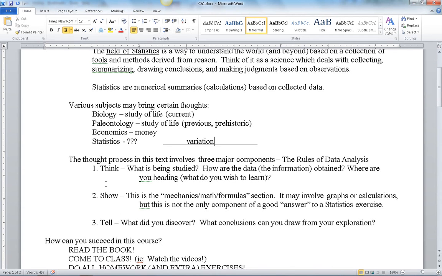So anytime you have an exercise you're looking at, you want to think about what's being studied. How is the data being obtained? Where are you heading? What is it you wish to learn? So you really want to think about what the question is asking, what information is provided, and how you're going to get from where you're at to where you want to go. Number 2 is showing. A lot of times this is taking what you have, the observations or the data, and then using that to make graphs, to perform some calculations, and do the mechanics to get to the point where you can start to answer that question. And then finally, the tell part is what did you discover? Summarize what you did, how you went about it, and then what your findings are.